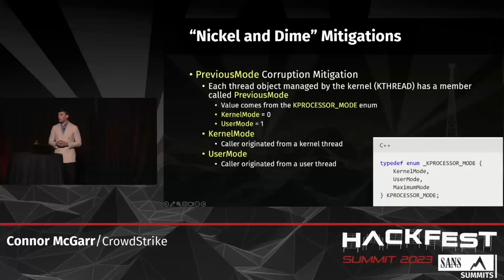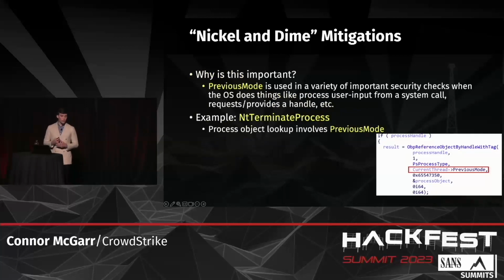A system call is a very complex mechanism because you're taking user mode provided parameters and copying them down into the kernel to try to get some memory back for the caller, or open up a handle, or do some other kind of action that the OS needs to interact on your behalf for. Why is this important? As I mentioned, it's used in a variety of security checks. An example is when you call NtTerminateProcess. You pass in a process handle of the process you'd like to terminate. That process object lookup involves the previous mode field from KTHREAD.